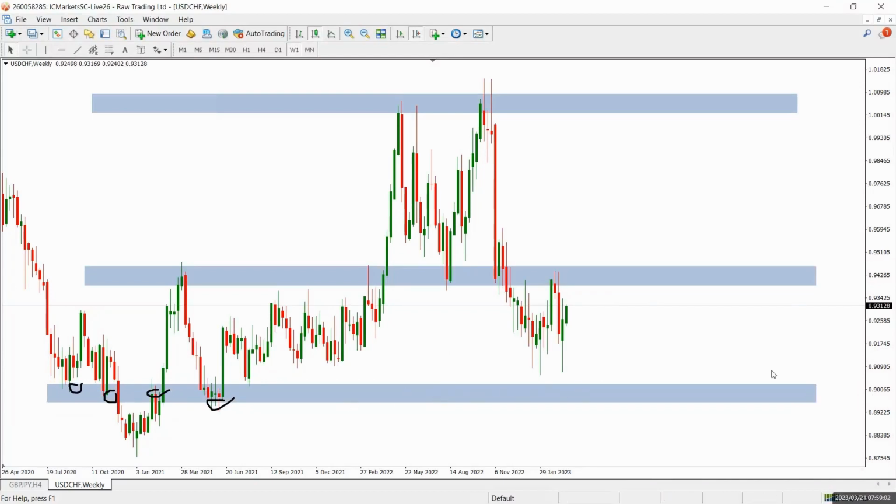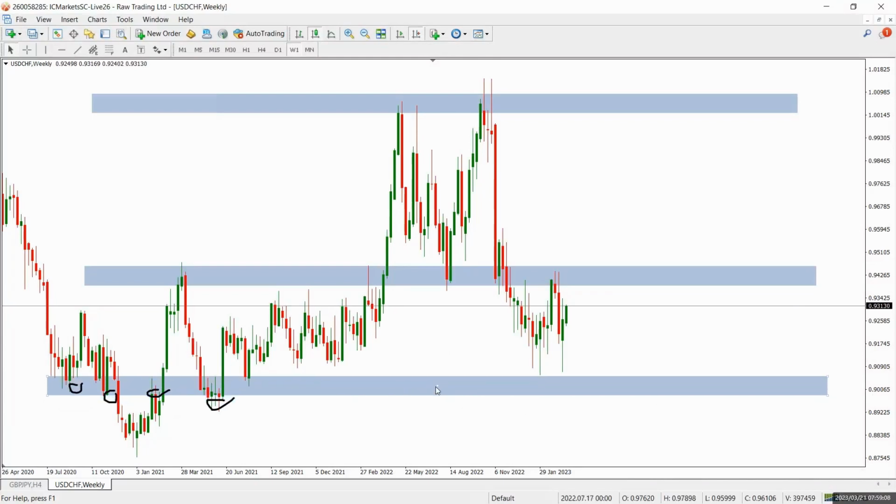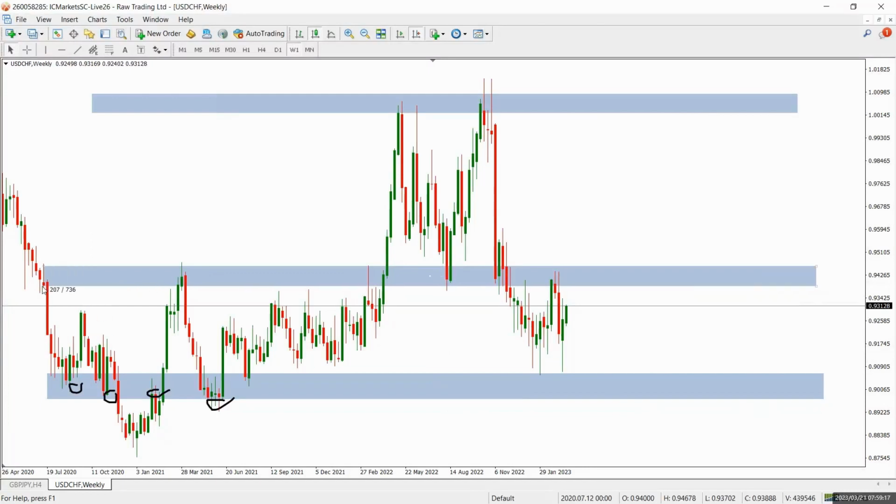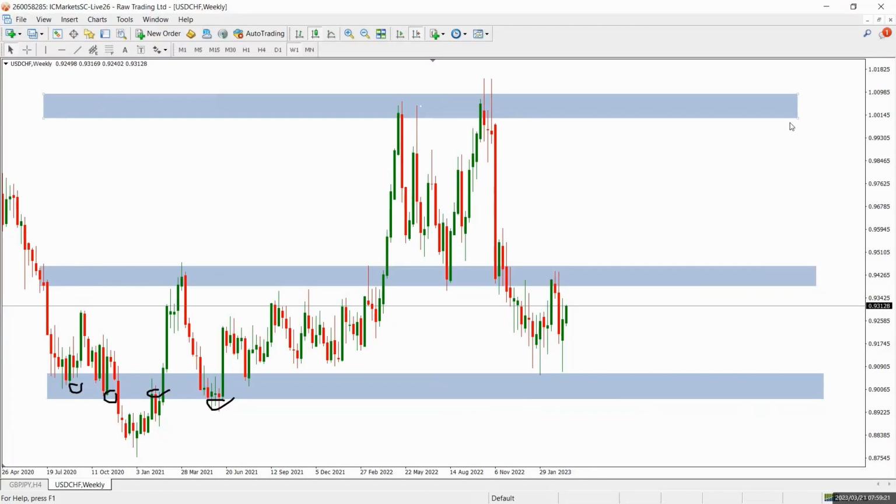So what is the whole idea of this, right? The whole idea of this is very simple. So let's bring it out. So we have all these levels right here, as you can see. So the whole idea of everything we just did was to give us a proper understanding of where the market is acting.